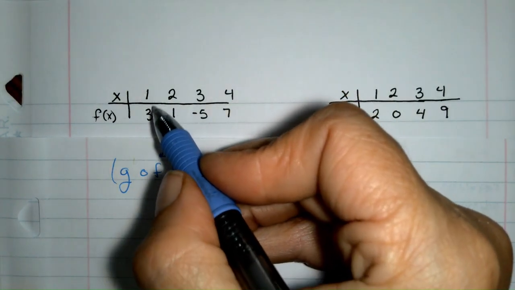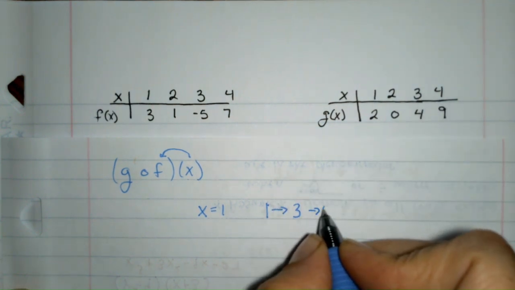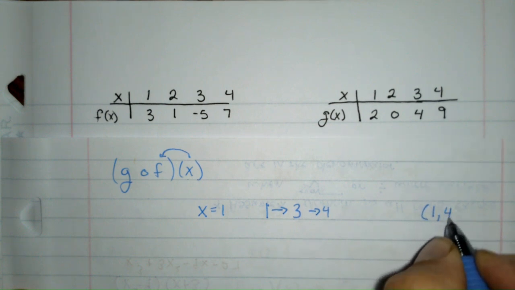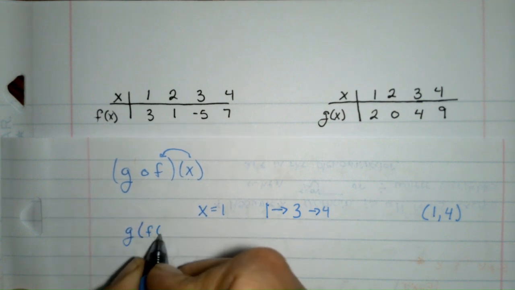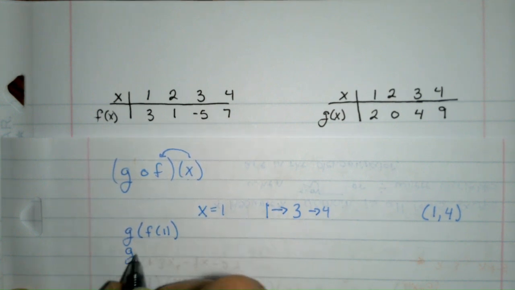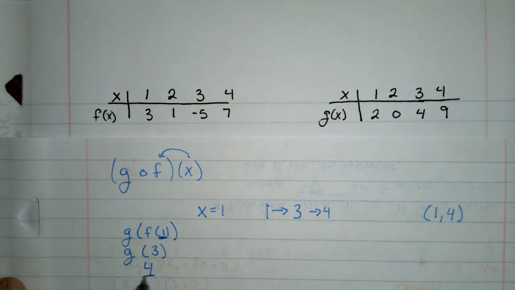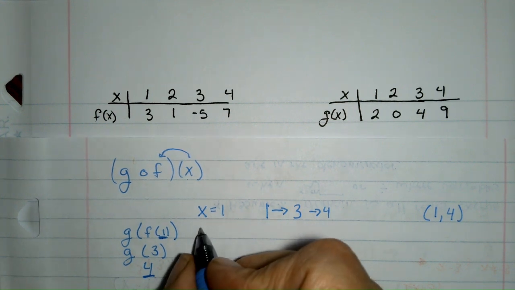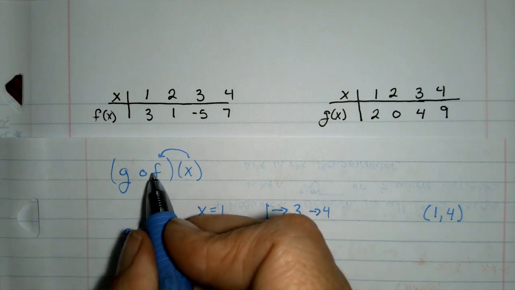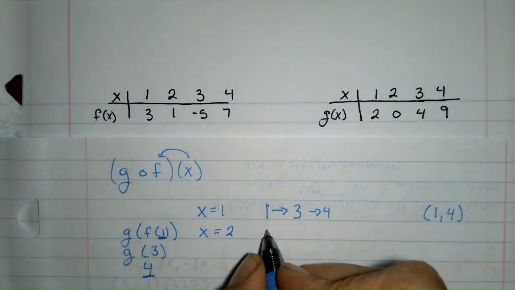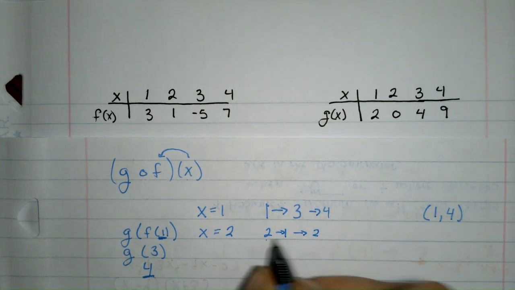So in f, 1 goes to 3, and 3 went to 4. So we started with 1 and we ended with 4. Okay, and again we did g of f of 1. So we did g of 3, which got us 4. So we started with 1 and we ended with 4. Okay, what about 2? Put 2 into f, we get out 1, and 1 goes to 2. So we started with 2 and ended with 2.